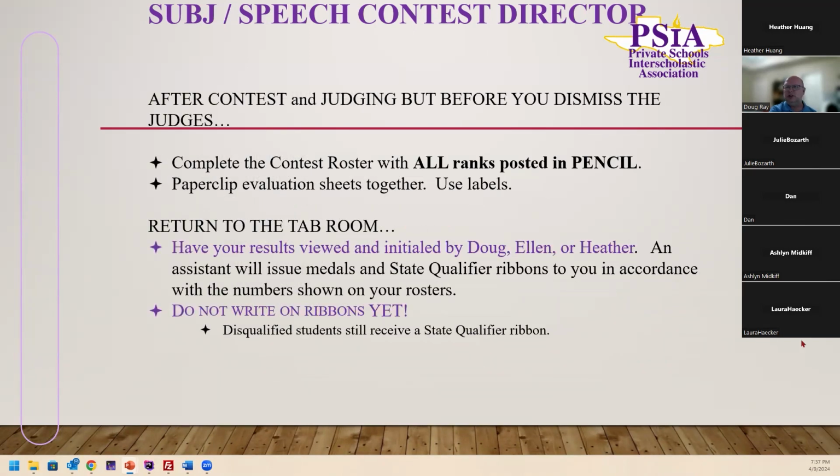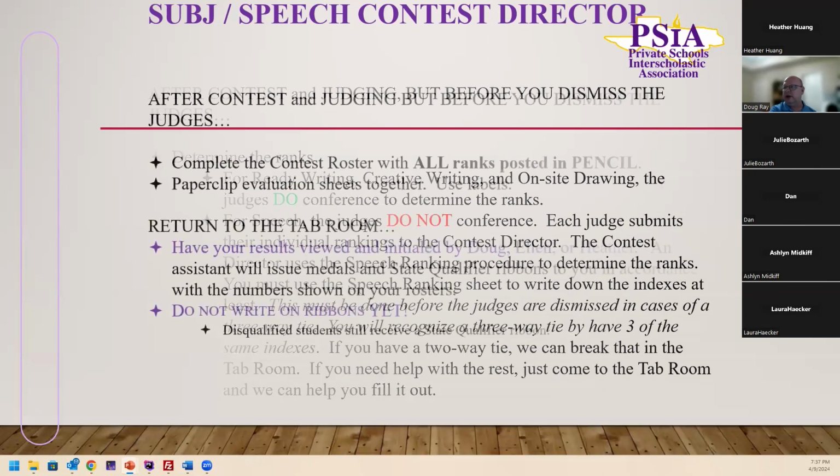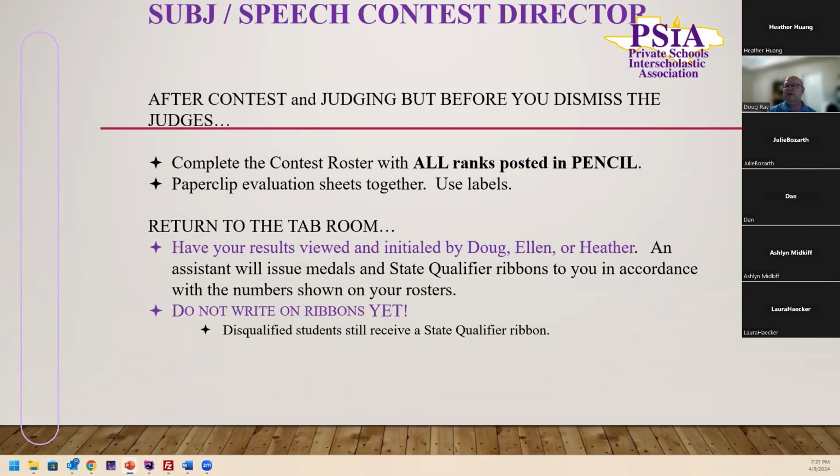Okay. So after the contest and the judging, but before you dismiss the judges, make sure you complete the roster with all the ranks, at least the indices, right? If you can do all the ranks, that would be great too. And you paperclip the evaluations together. Then dismiss the judges, clear out the room, and then return to the tab room.